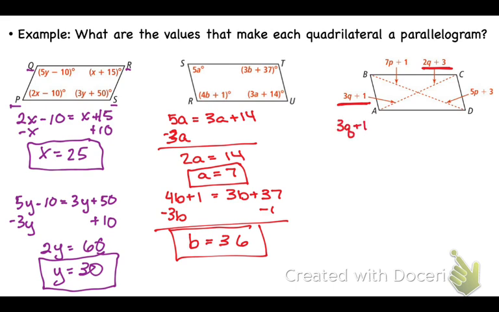So 3q plus 1 equals 2q plus 3. What's my other equation I'm going to do? 7p plus 1 equals 5p plus 3. Good job.